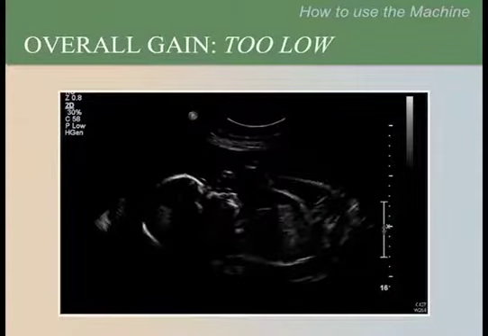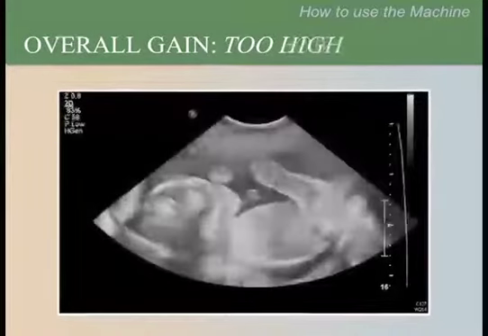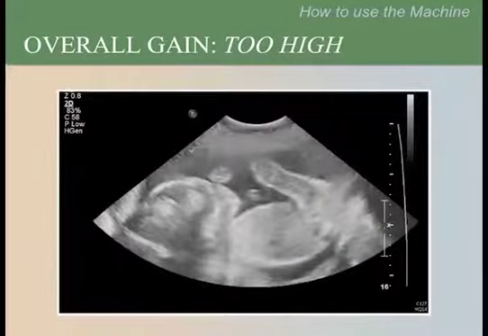In this image of a fetus, the overall gain is too low, which makes the image too dark. It is difficult to see the fetal structures. Here, the overall gain is too high, which makes the image too bright. Too much gain can make it hard to see the fetal parts, just like when the gain was too low.